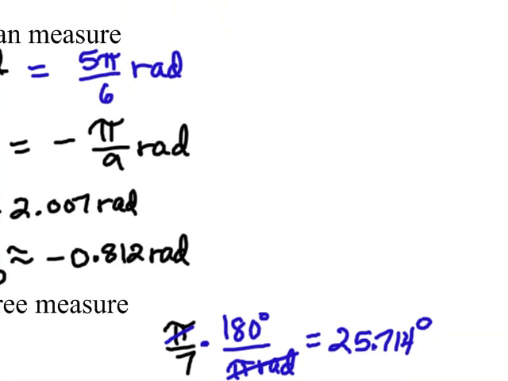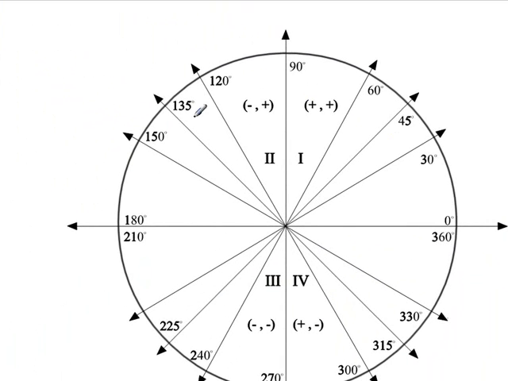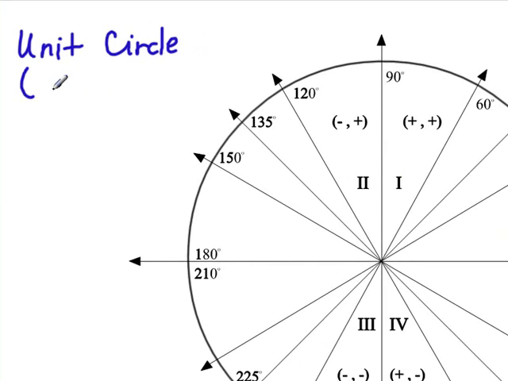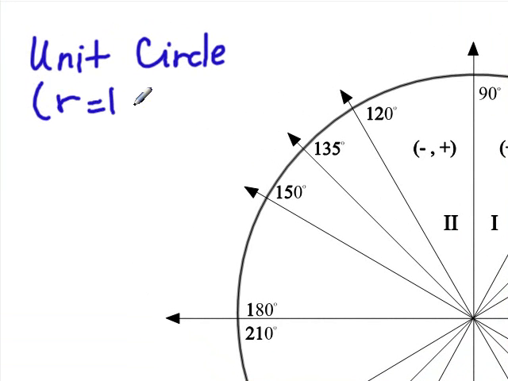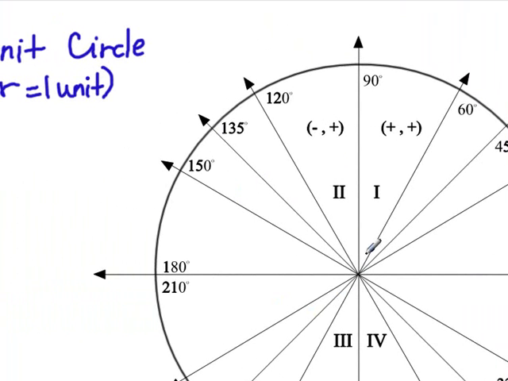Now, I want to leave you with 3 charts. I don't know if you've seen this before. This is called the unit circle, and it's going to be very important in our study of the next few sections that we're going to talk about. The unit circle is a circle whose radius is 1 unit. And it's divided up with some angles already here. We have a 30-degree angle, 45-degree angle, 60-degree angle, 90, and so on.